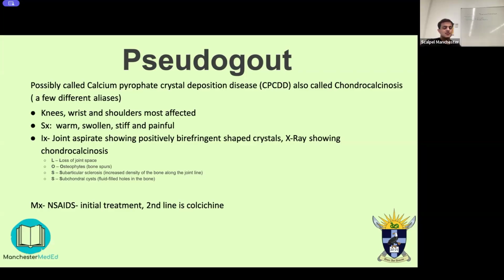So management. So NSAIDs is your initial treatment, and your second line is colchicine.